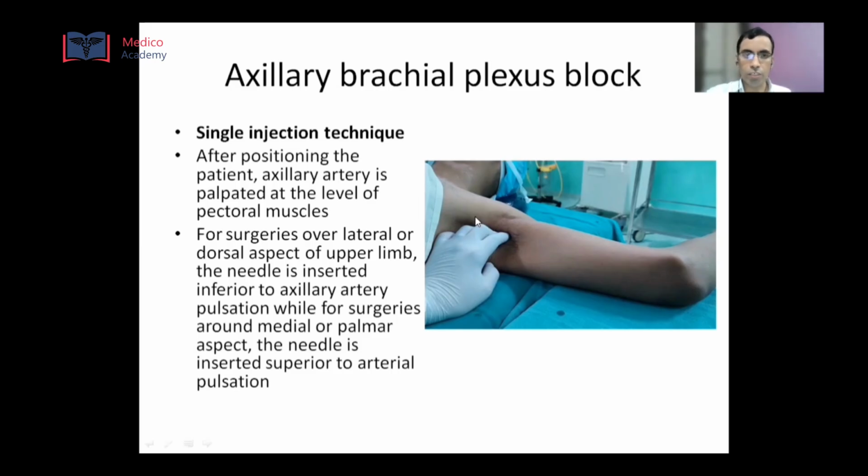After positioning the patient, the axillary artery is palpated at the level of pectoral muscles. For surgeries over the lateral or dorsal aspect of upper limb, the needle is inserted inferior to the axillary artery so as to target the radial nerve, while for surgeries around the medial or palmar aspect, the needle is inserted superior to the artery so as to target the median nerve.